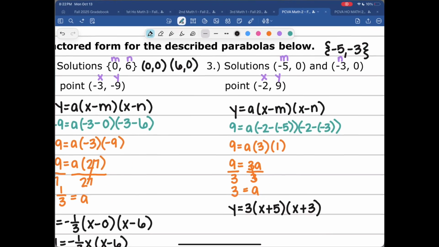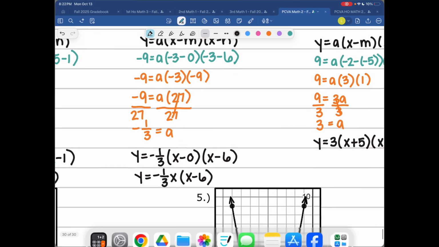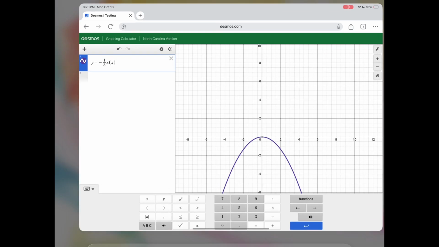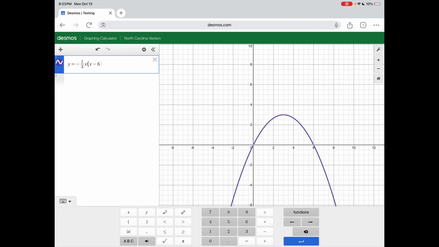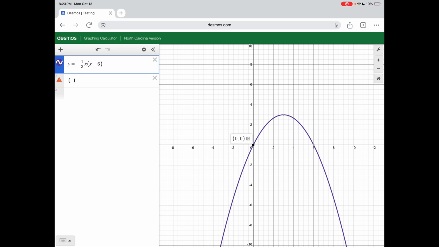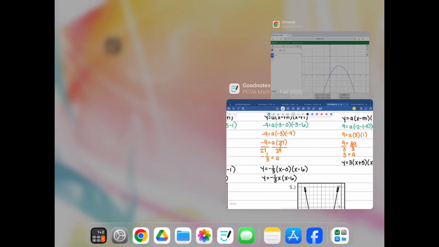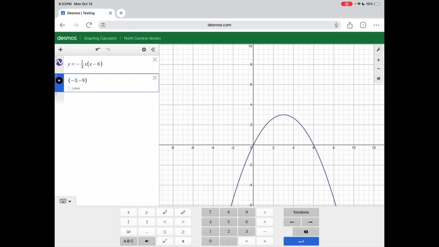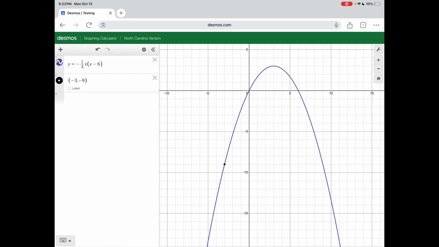So if I go back to this one, we got negative 1/3 times x, and it was x minus 6. Okay, so we can see that it's opening downward. It also told us that my x-intercepts are at 0 and 6, which is true. And it was going through the point negative 3, negative 9. So I put a negative 3, negative 9. I can, in fact, see that point is on the quadratic.